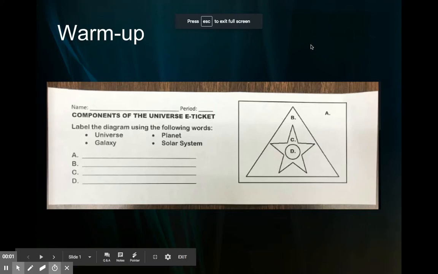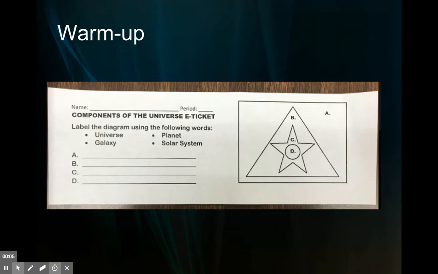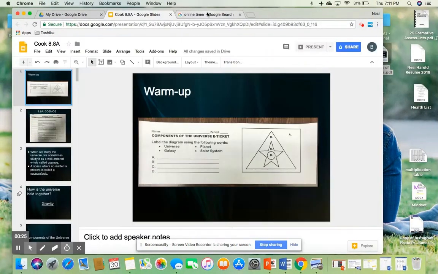All right, guys, so this is our warm-up for the day. Components of the universe e-ticket. So you're going to label the diagram using the following words: universe, galaxy, planet, and solar system. So each letter corresponds to a word. So for example, if you think that A would represent a solar system, then you're going to write solar system on this line. I'm going to give you about 2 minutes to do that.